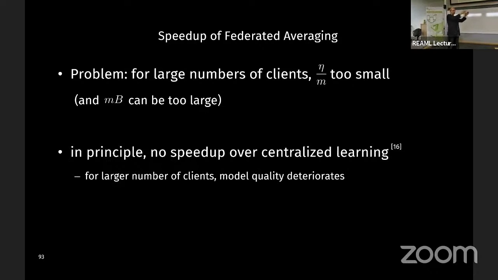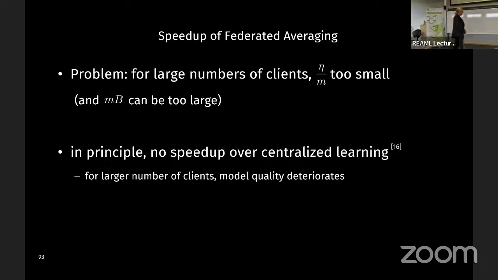It might work for a certain regime, like between 5 and 100 clients, but if you then want to scale up, at some point it breaks down. So they said, in principle, meaning in theory, given that you want to scale up arbitrarily, there is no speed up over centralized learning. And the main reason is that for very large numbers of learners, the learning actually deteriorates.